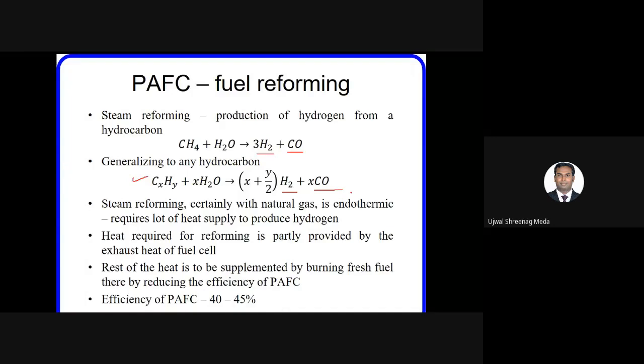And as I mentioned earlier, if you consider the efficiency of PAFC alone, where CHP doesn't come into picture, then the efficiency is around 40 to 45%.